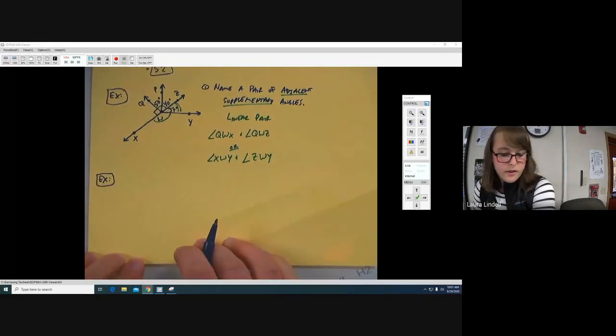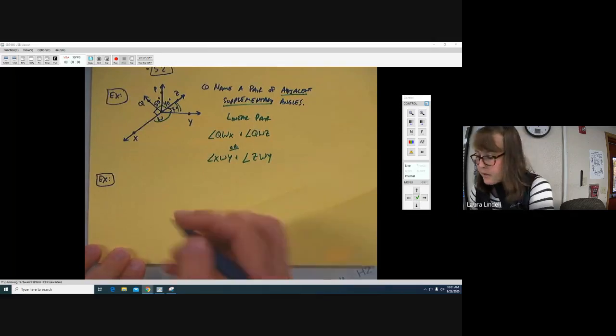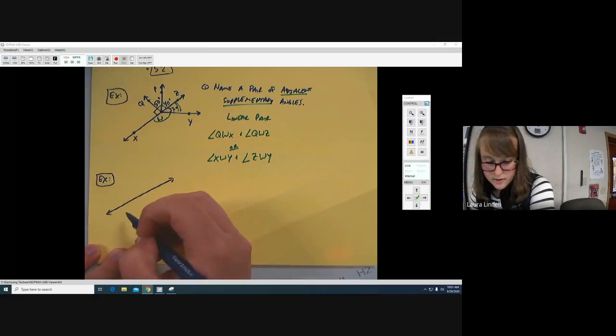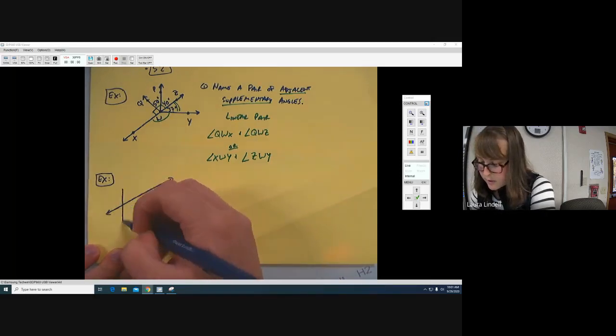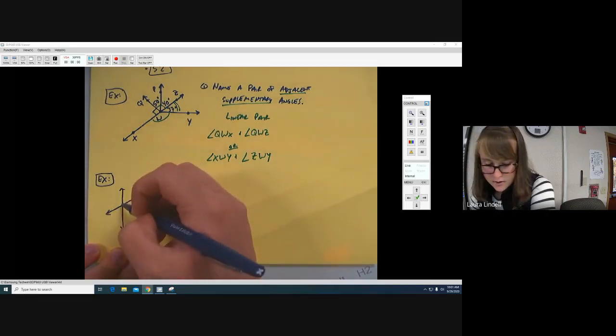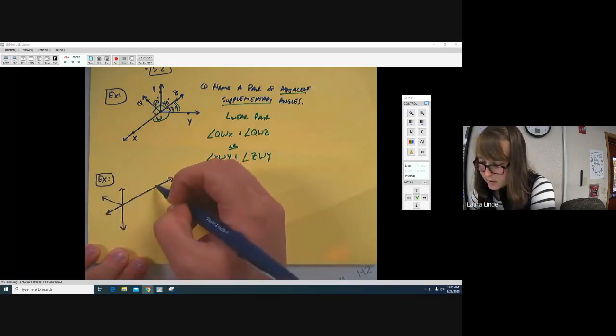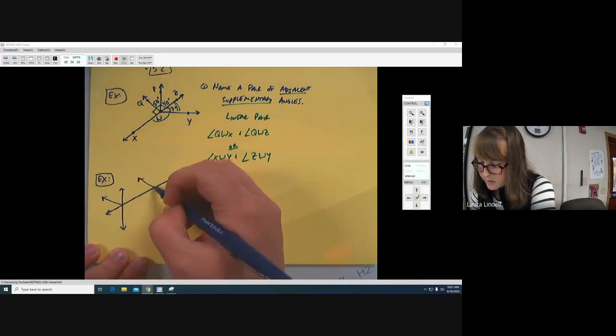All right, another example here. If we've got a picture going again, we're going to start with a line. And then we'll do another line here. And we'll do a ray. And then we'll do a couple rays.